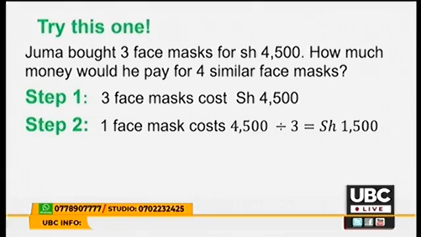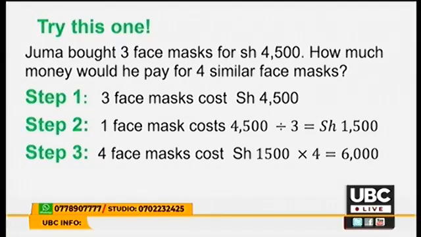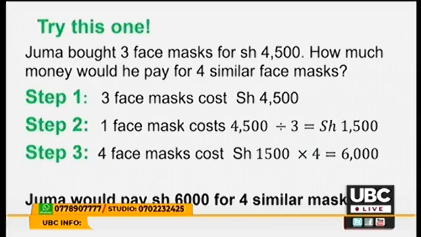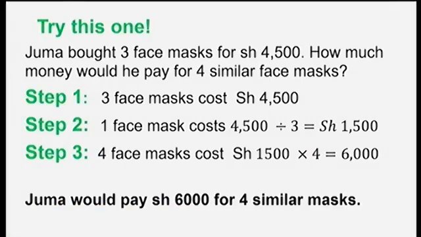Go back to the question and find what it requires you to do. It requires you to find the cost of 4 similar face masks. So in step 3, we are going to multiply the cost of 1 similar mask, 1,500 shillings, by 4, and we shall get 6,000 shillings. Don't forget, we need to conclude. Juma would pay 6,000 shillings for 4 similar masks.